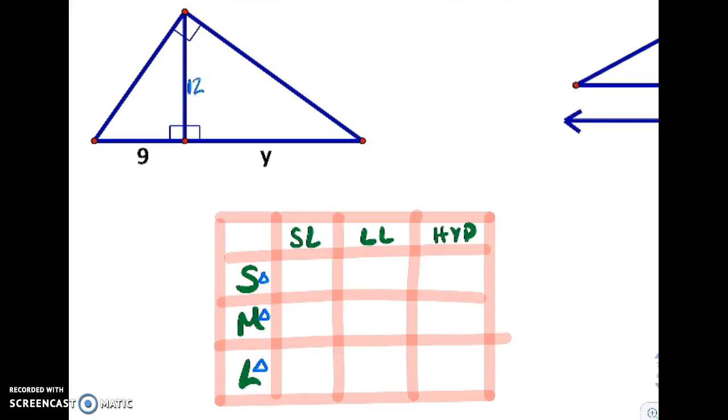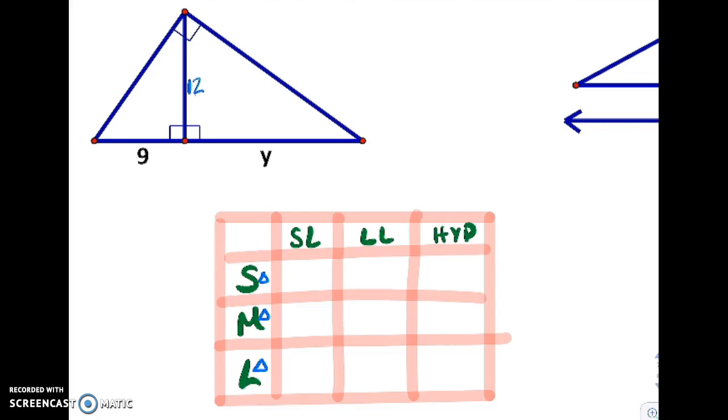Okay, now notice the numbers I changed there. You're never going to be asked to do more than one variable in one problem. So I told you that the altitude there in the middle was 12, and I left the y. I got rid of the x and the z and whatever other letters were there. So this is your picture that we're going to work on here.